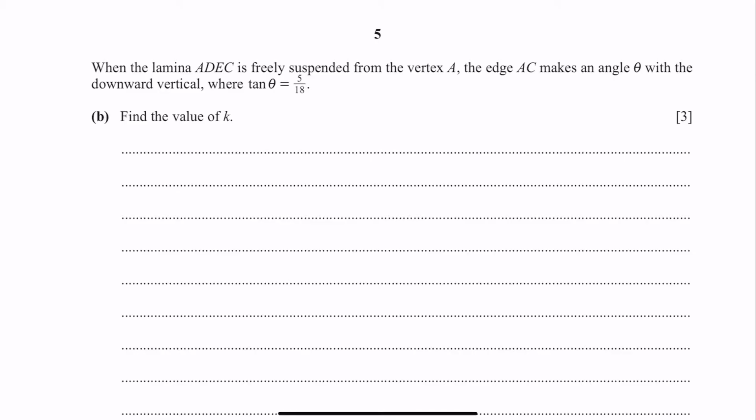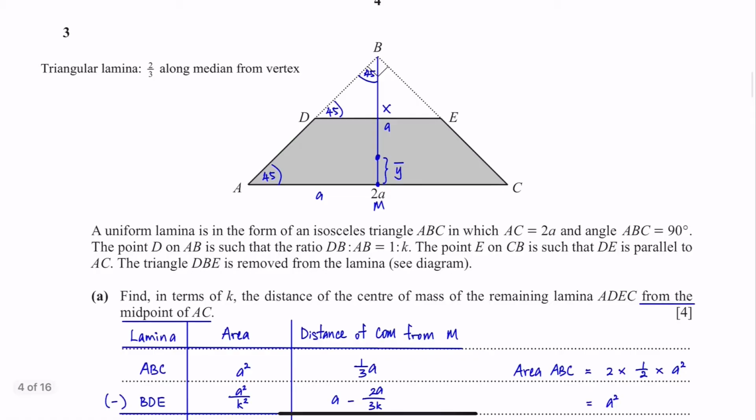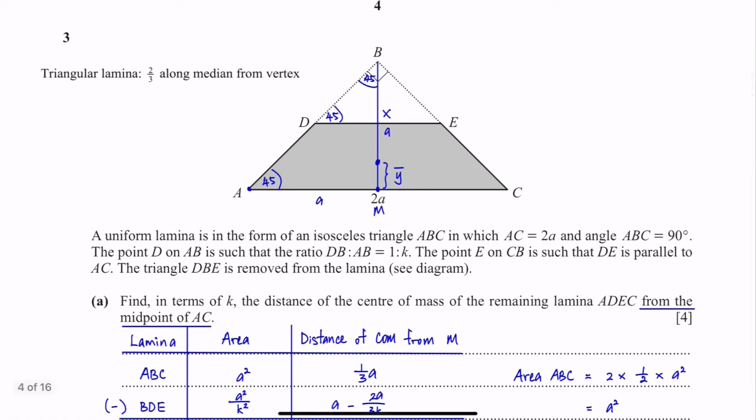For part B, now the lamina is freely suspended from the vertex A, and the edge AC makes an angle theta with the downward vertical. So now it hangs freely here, this would be the vertical.